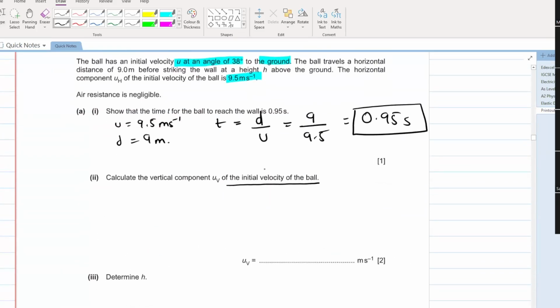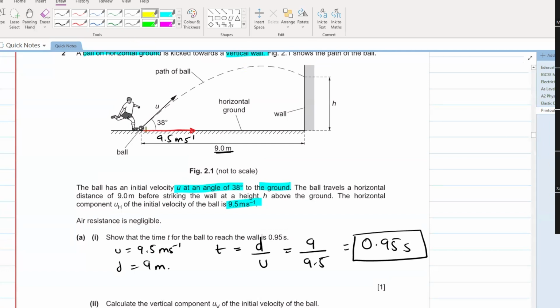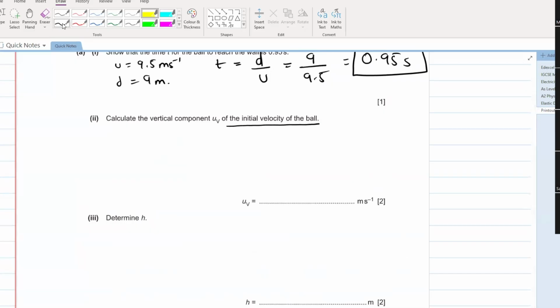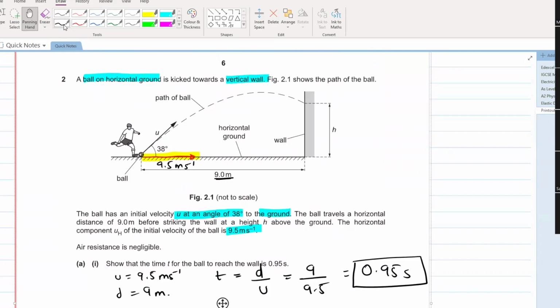So now you have to calculate the vertical component of the initial velocity of the ball. How will you calculate the vertical component? Very, very easy. You know that the horizontal component is 9.5. Let me do the working here. This 9.5 is equal to u cosine 38. Can you calculate the value of u?